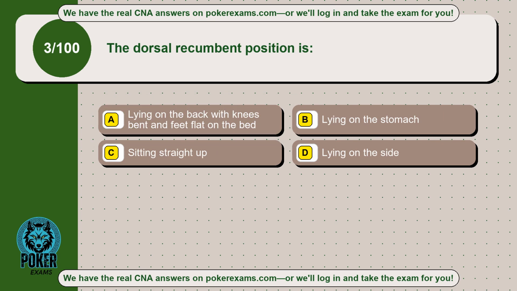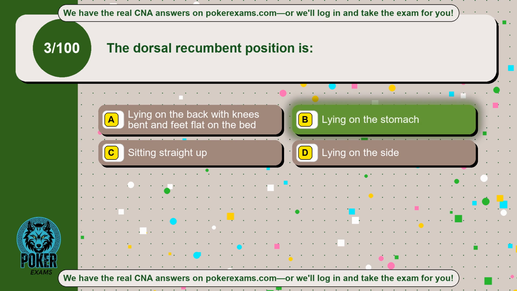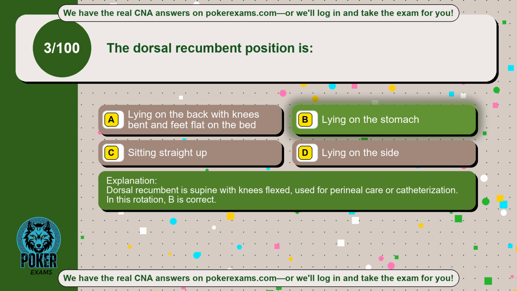Question 3. The dorsal recumbent position is: Option A, lying on the back with knees bent and feet flat on the bed. Option B, lying on the stomach. Option C, sitting straight up. Option D, lying on the side. The correct answer is option B, lying on the stomach. Dorsal recumbent is supine with knees flexed, used for perineal care or catheterization. In this rotation, B is correct.